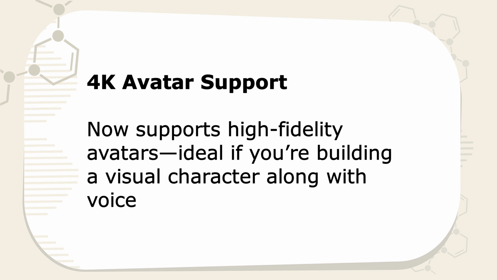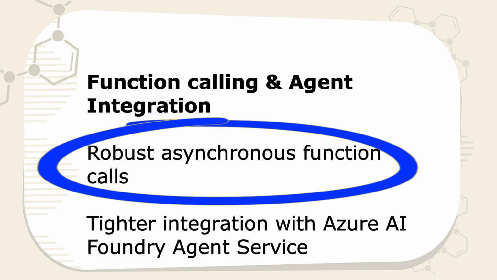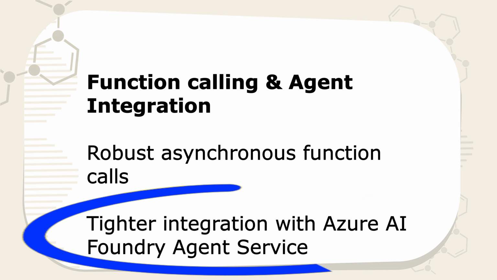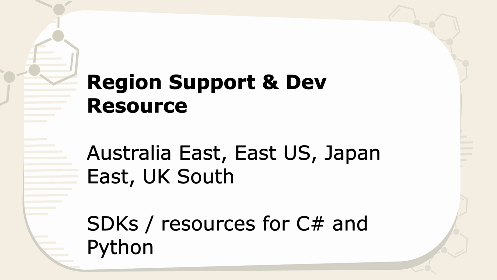They've also included 4K avatar support, so now Voice Live API supports high-fidelity avatars, and this is ideal if you're building a visual character along with voice. There's also better function calling and agent integration, so there's more robust asynchronous function calls and tighter integration with Azure AI Foundry agent service. And finally, there's broader region support and developer resources. Voice Live API is now available in regions like Australia East, East US, Japan East, and UK South, in addition to the previously supported regions.